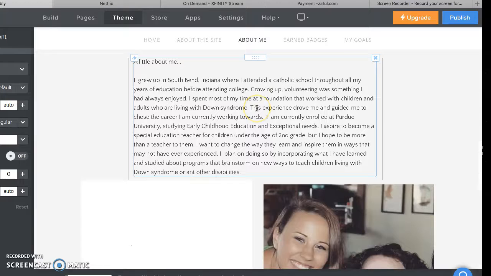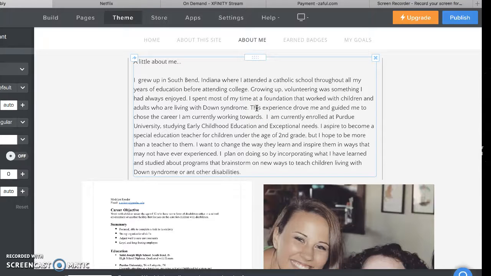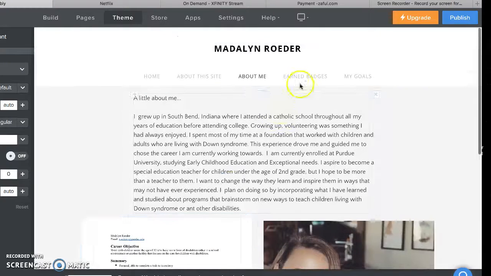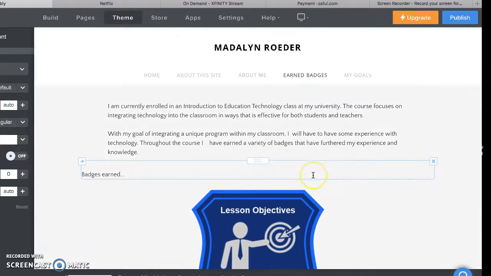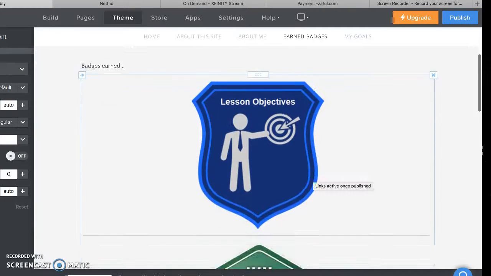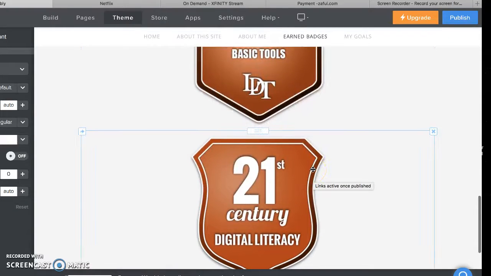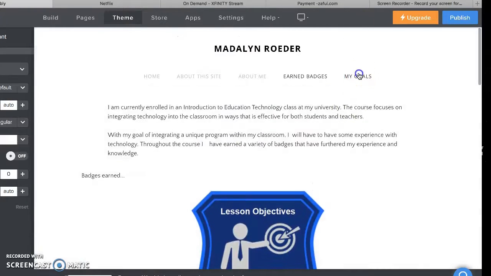Then I have an About Me section that explains why I chose the theme I did and my major and just some background knowledge of me, and it also includes my resume that you can click as well. On the 4th page, I have my Earned Badges page from the EDCI tools that I think would be useful for other people to see to prove my education I have within technology.